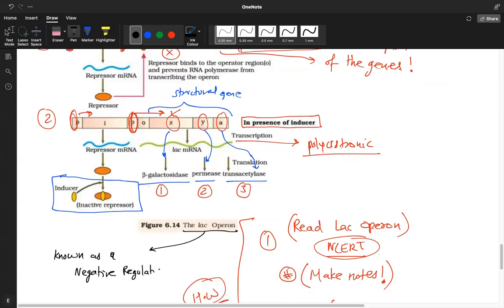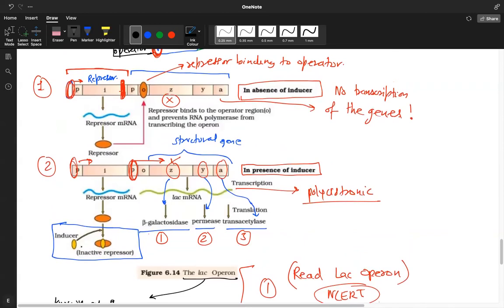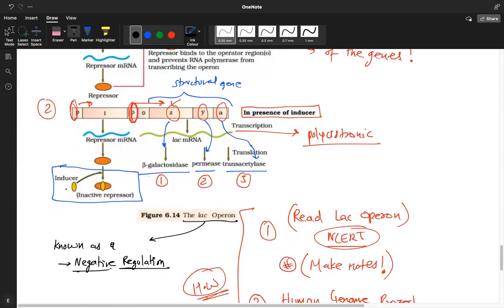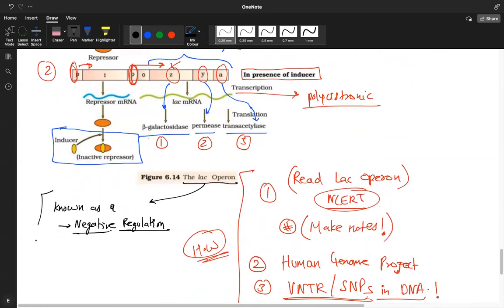The opposite of it will be a positive regulation, where instead of a repressor, there is something called an activator. So the presence of something acts on the activator, and then the activator goes and binds and the process starts. So it's opposite, but mostly operons are under negative regulation, like the lac operon.